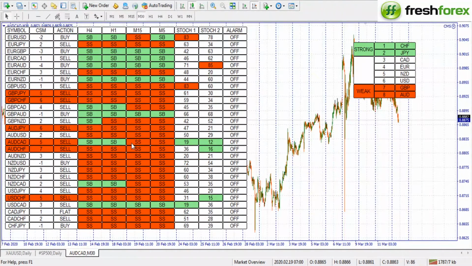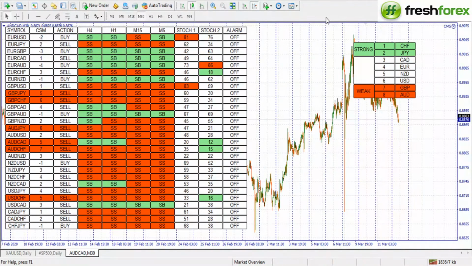Then AUD CAD, we have some sell here, and then there's a buy on 4 hours and 1 hour. AUD CHF, we have very good sell. So if you're trading AUD CHF, AUD NZD, NZD USD, NZD JPY, NZD CHF, these are all sell positions. USD JPY, we have a sell. USD CHF, we have a sell. And then CAD CHF, CAD JPY, and CHF JPY, we do have a sell.